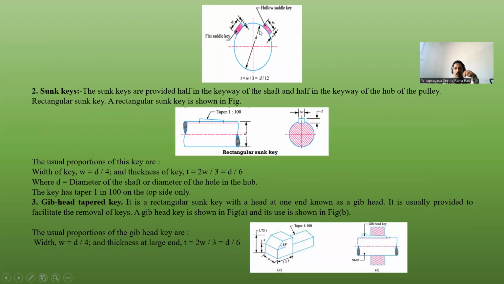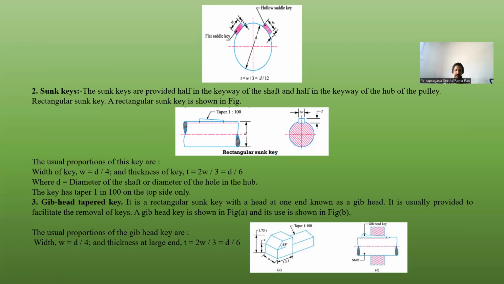If you take the hollow saddle key, there is a concave surface which matches with the surface of the shaft. This is known as the hollow saddle key, and the dimensions of the key are the width of the key and the thickness of the key. The thickness of the key can be taken as W by 3, which is equal to D by 12 here. And this key is used for light loads.